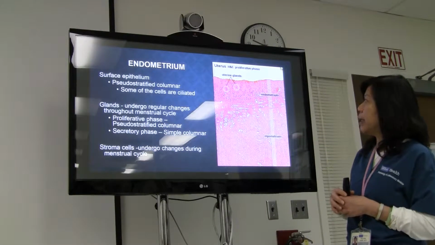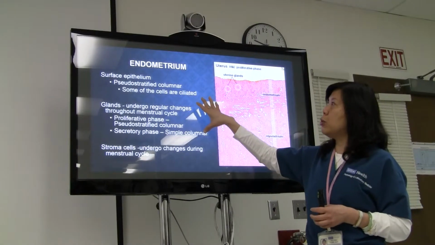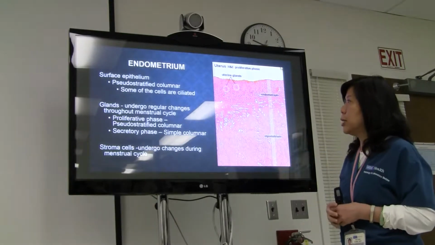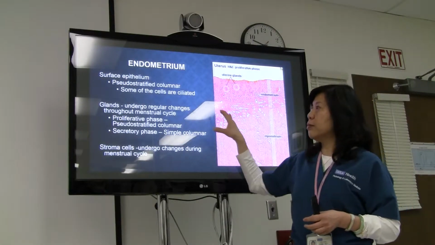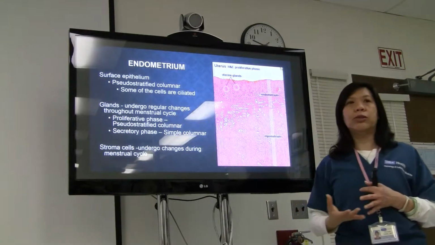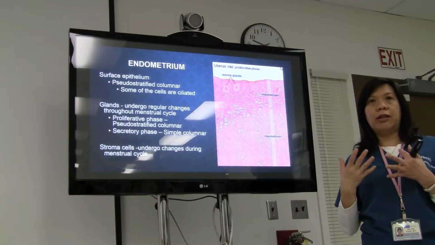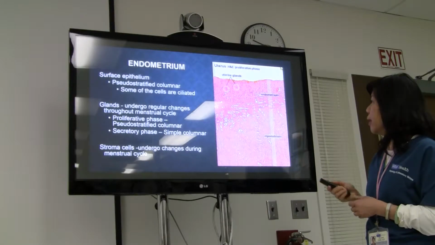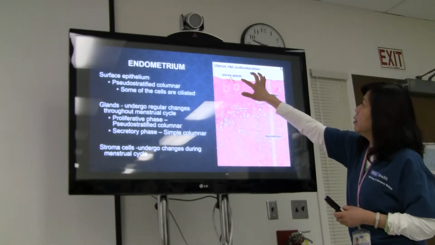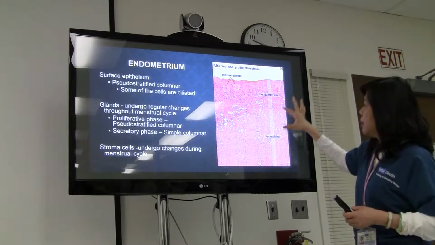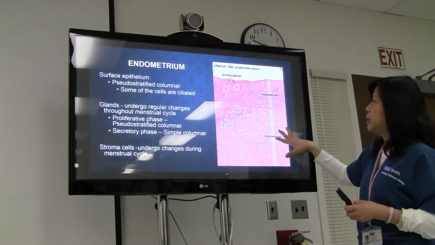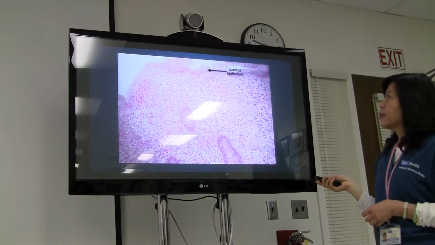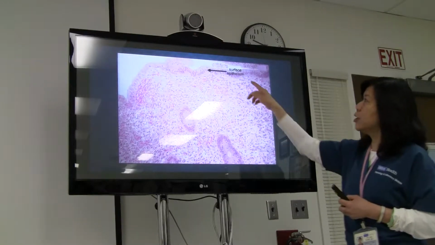But just keep in mind here, the cells of the endometrium are called endometrial cells, okay, endometrial cells. The endometrial cells undergo regular changes throughout the menstrual cycle, and because of that, the appearance will look slightly different, okay. So again, here is the endometrium surface and the myometrium, which we don't see in cytology. We only see this part. Okay, again, here's the surface epithelium.